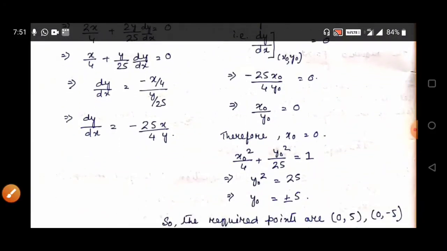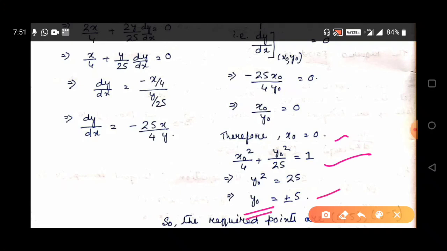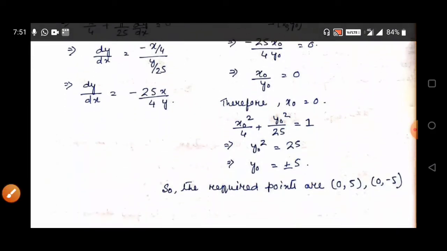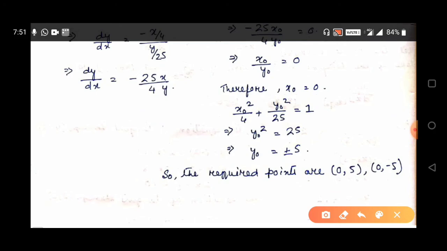Now the point x naught y naught is on the curve. The curve is passing through the point x naught y naught. So the point x naught y naught will satisfy the equation of the curve. So x naught square by 4 plus y naught square by 25 is equal to 1. From here we will get the value of y naught is plus minus 5. So the required points at which the tangents are parallel to x-axis are 0, 5 and 0, minus 5. There are 2 points where the tangents are parallel to x-axis.